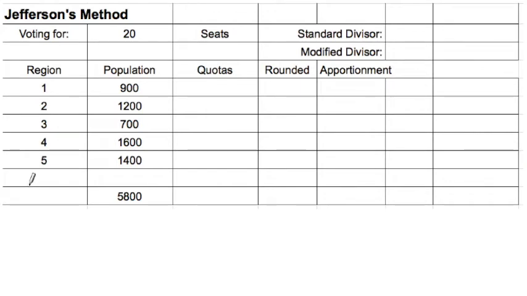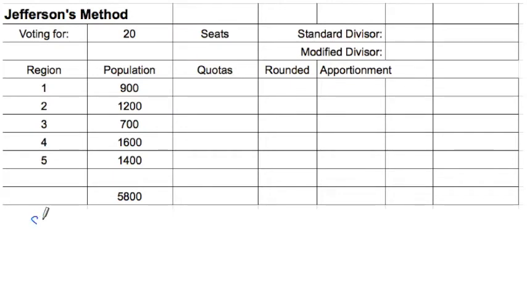Another voting method that was used is called Jefferson's method. Now Jefferson's method uses something a little bit different. Rather than trying to find extra seats and give it to the highest decimal, Jefferson's method is one that plays with the divisor. So you go through the same process and you start by finding the standard divisor.